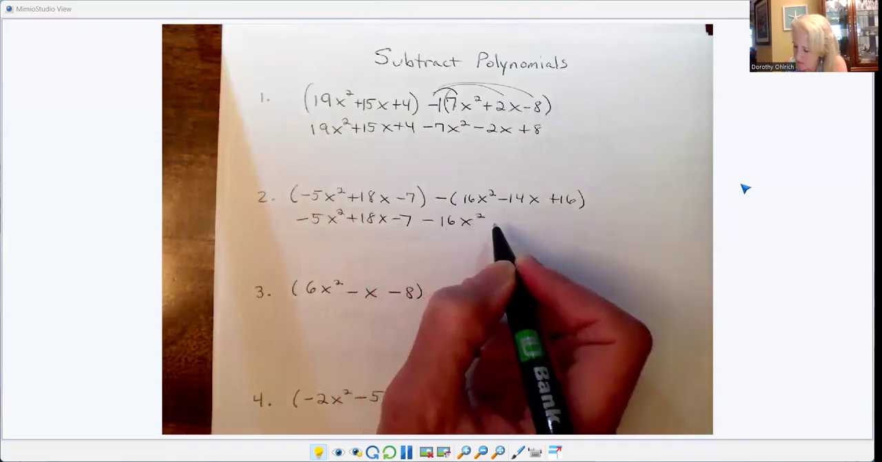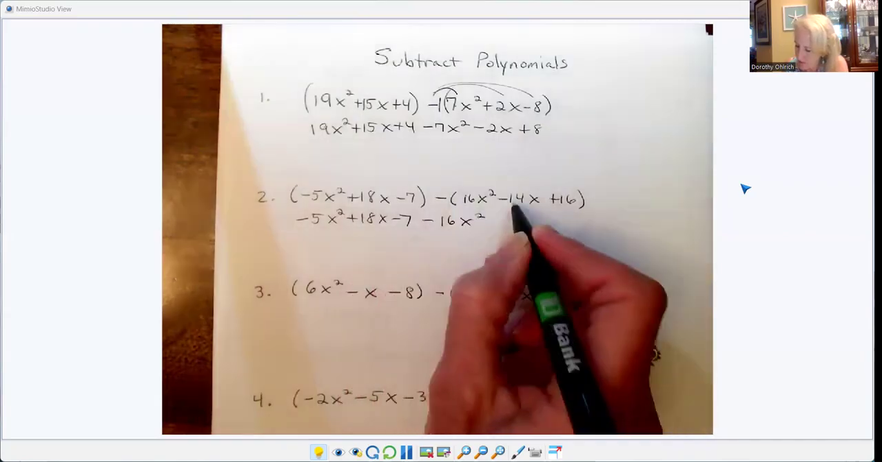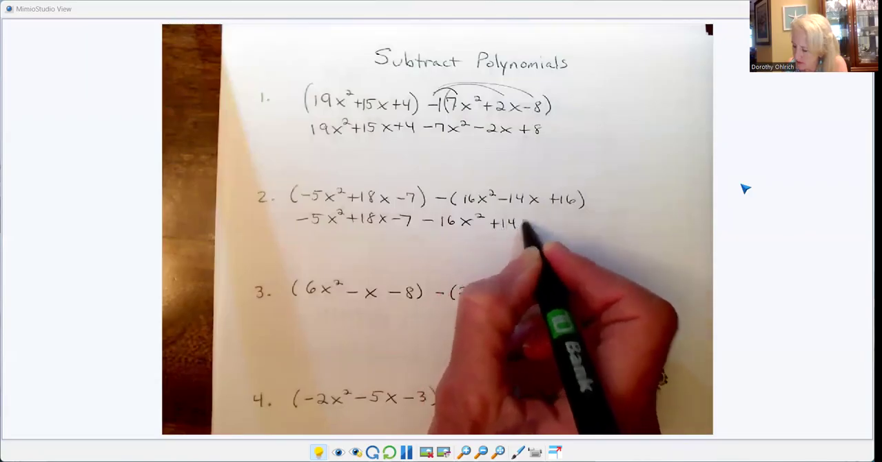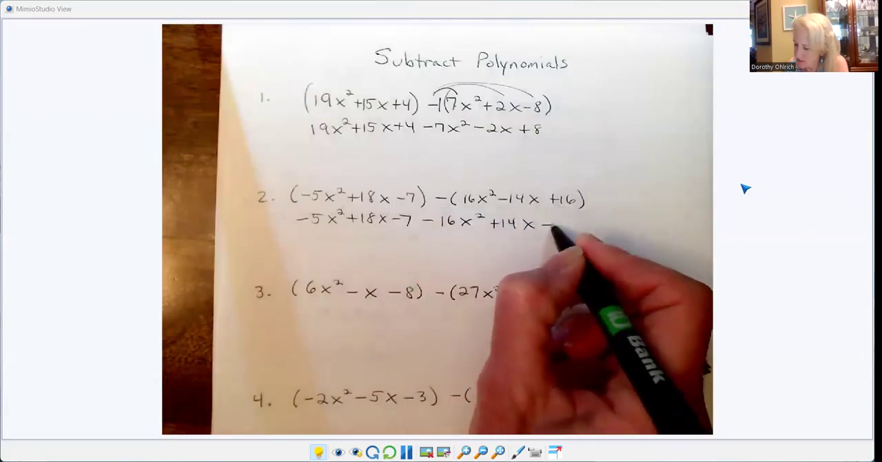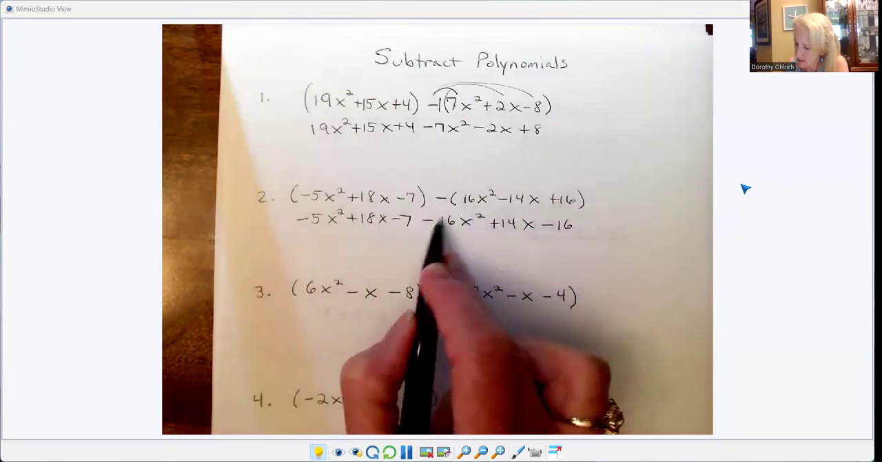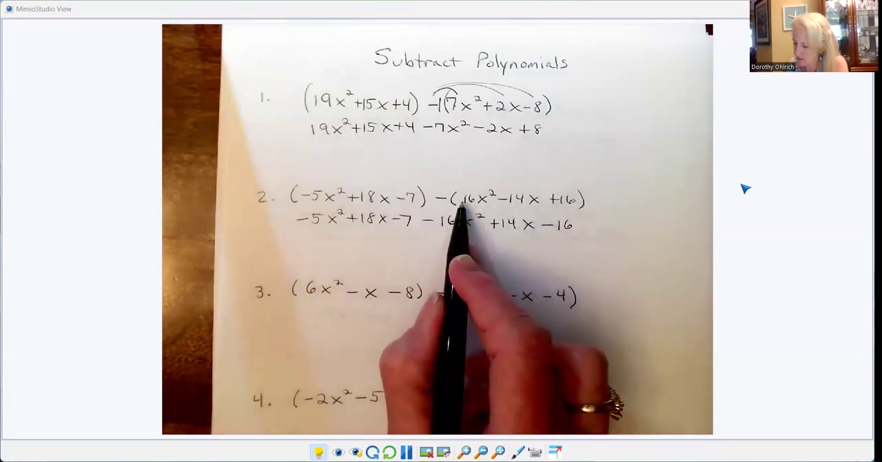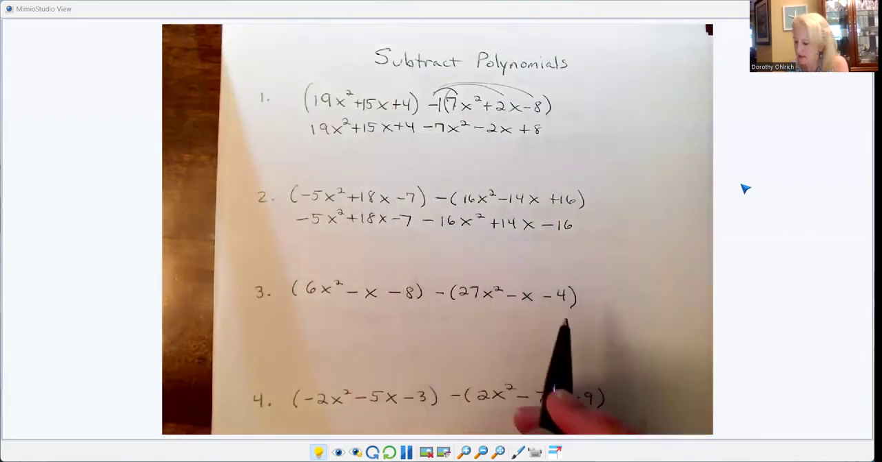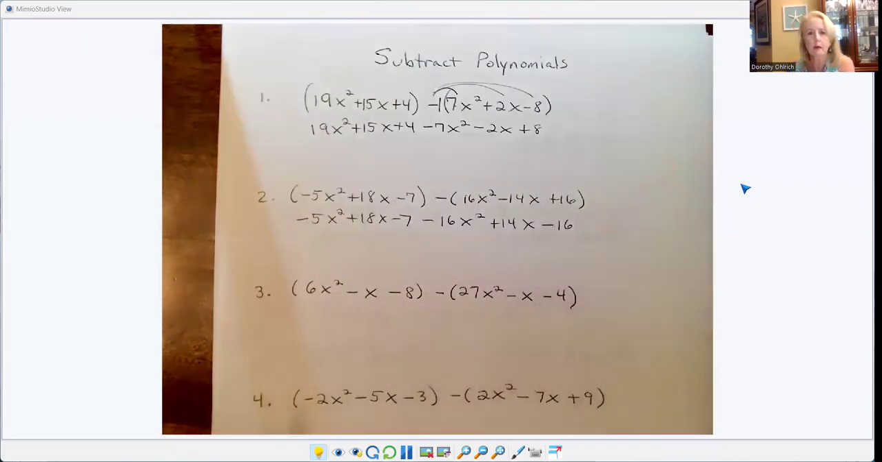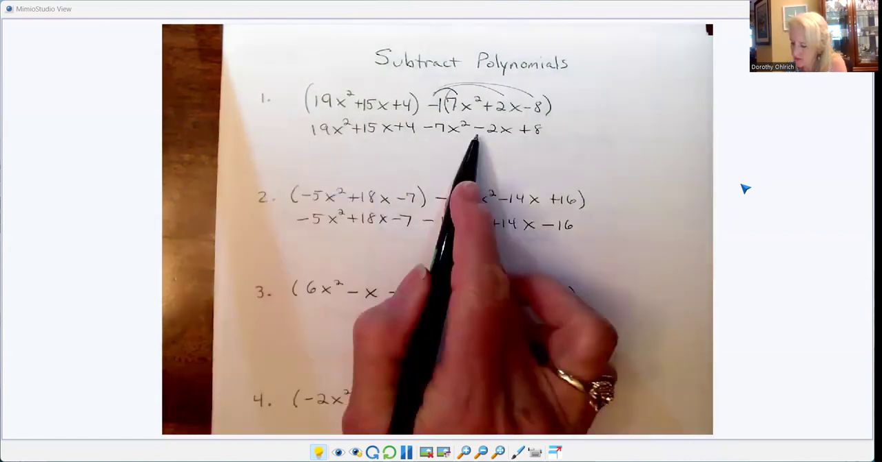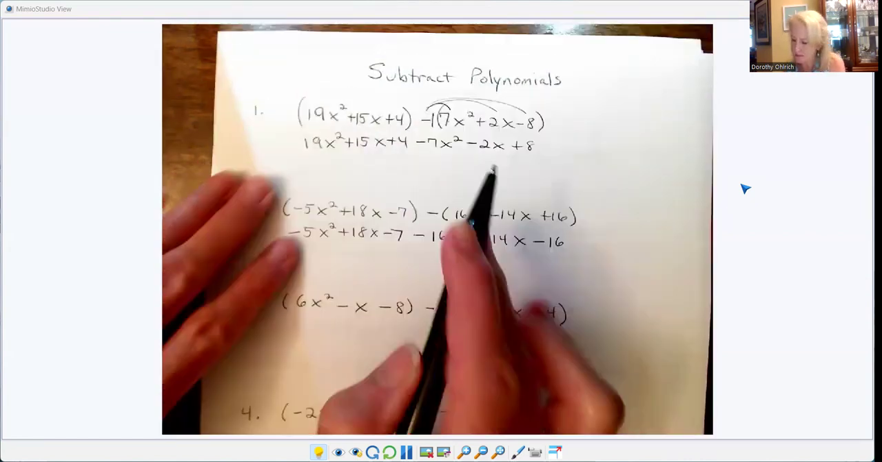-16x squared. Negative times negative is positive 14x. Negative times positive is -16. Did I change all the signs from inside? That was positive. Now that's negative. I first wanted to show you how to distribute that negative. Now we will go ahead and combine the like terms in here.